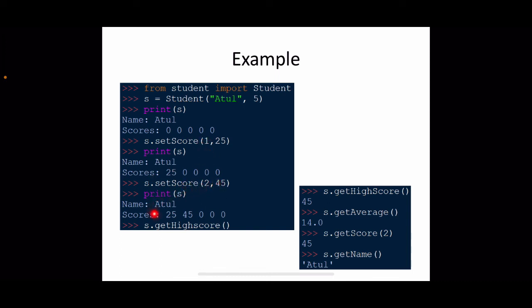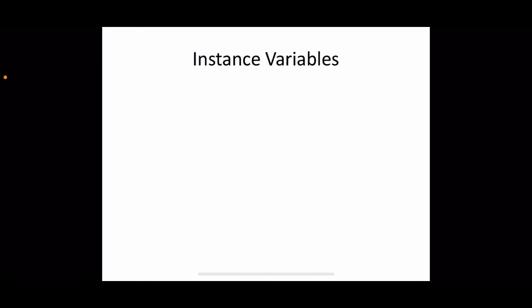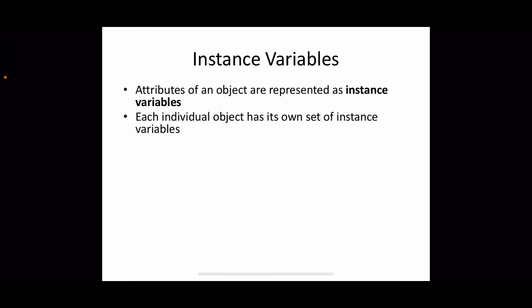2, 45. Then if we try to print it, this will be the result 25, 45, 00. Like that, all the methods defined in the class can be invoked for this particular object. Coming to instance variable. Instance variable means actually the variables belonging to each particular object. Attributes of an object, that is called instance variable.